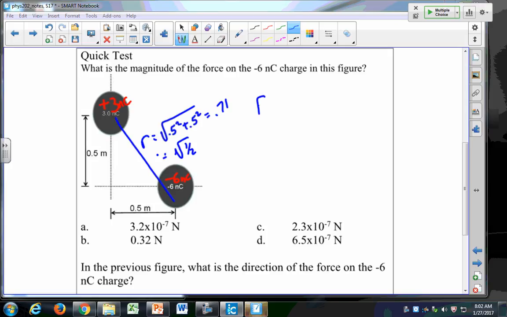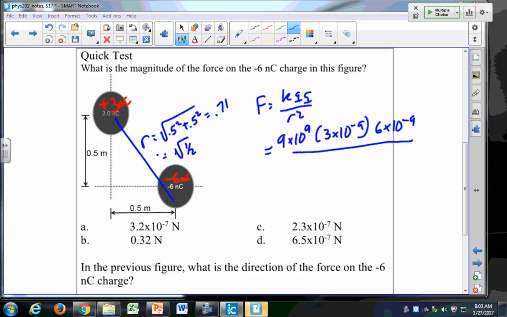And then we say our force is kQQ over R squared. So that's 9 times 10 to the 9th, times 3 times 10 to the minus 9, times 6 times 10 to the minus 9, divided by the square root of 0.5 squared, which is just 0.5, right? And then you find that that is equal to 3.2 times 10 to the minus 7. All right, so A is the right answer on that.